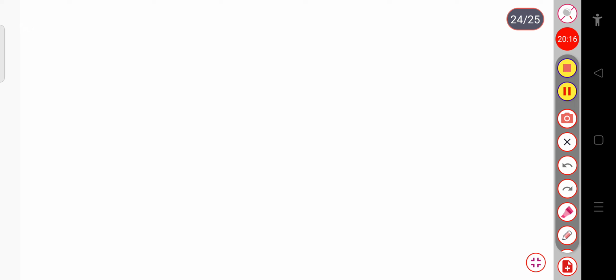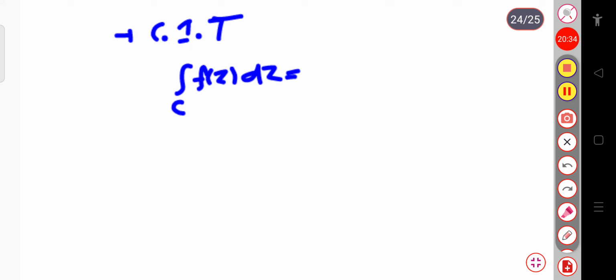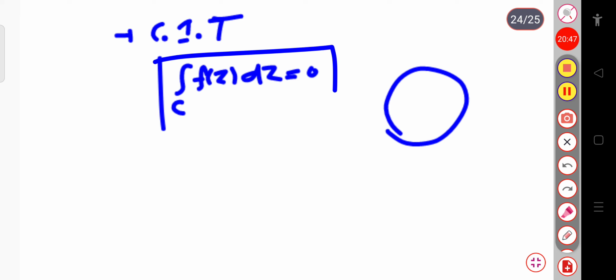So now we will see what is Cauchy's integral theorem. That is, the integration of the function f of z dz is equal to 0. It means that if the function f of z is analytic throughout a simply connected region bounded in some particular domain D, then for every closed contour C in that domain D, the integration of f of z dz will be equal to 0.